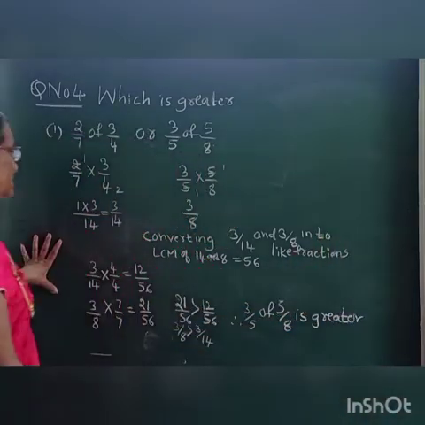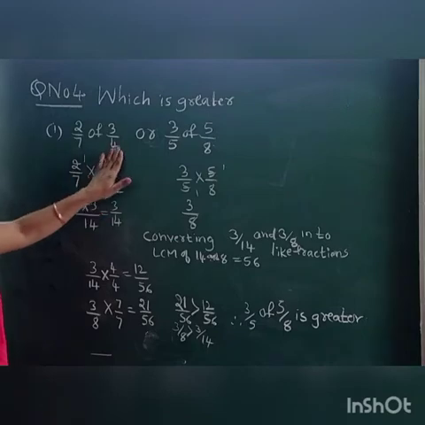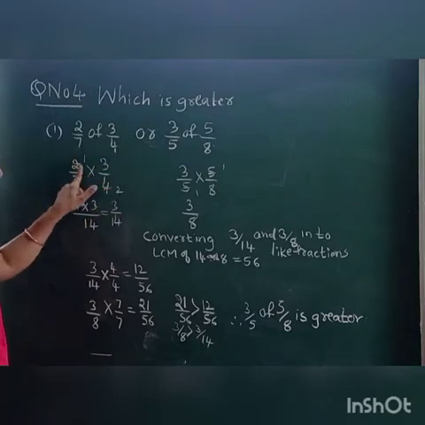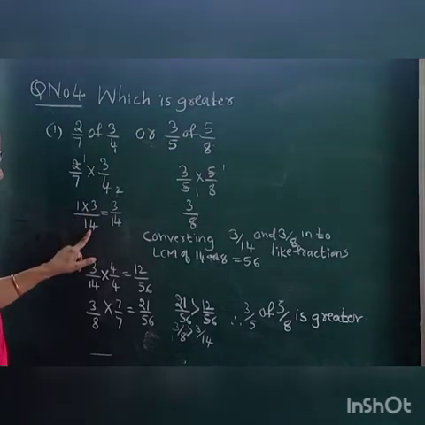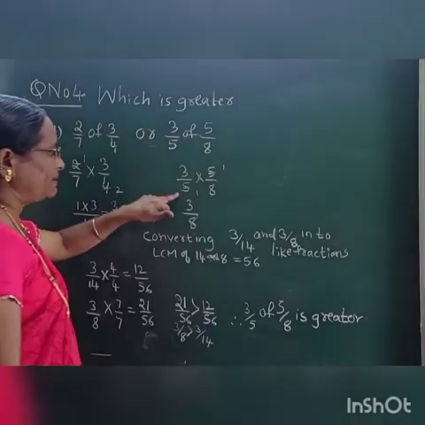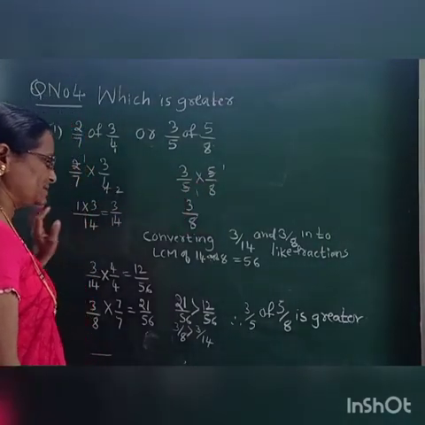See here, once again I will explain to you. First we have to simplify this one, 2 by 7 into 3 by 4. 2 twos are 4, 2 ones are 2, both get cancelled. 3 by 14 remains. This side, 3 by 5 into 5 by 8, 5 ones are 5, 3 by 8 remains.